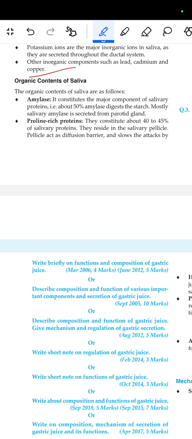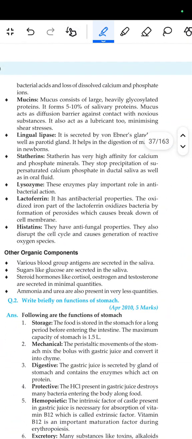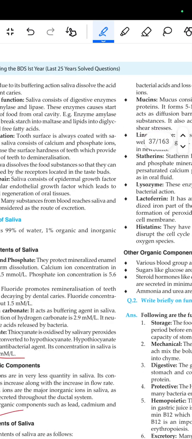The pellicle acts as a diffusion barrier and slows the attacks by the bacterial acid and the loss of dissolved calcium and phosphate ions. Mucus consists of a large, heavily glycosylated protein. It forms 5 to 10% of the salivary protein. Mucus acts as a diffusion barrier against contact with noxious substances. It also acts as a lubricant, minimizing the fear of friction.